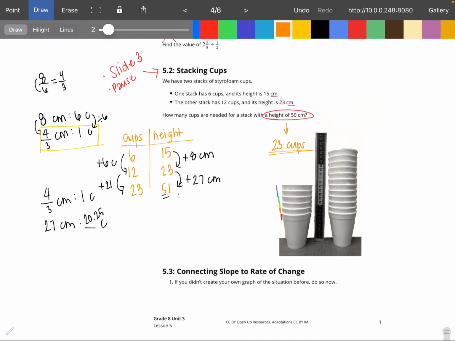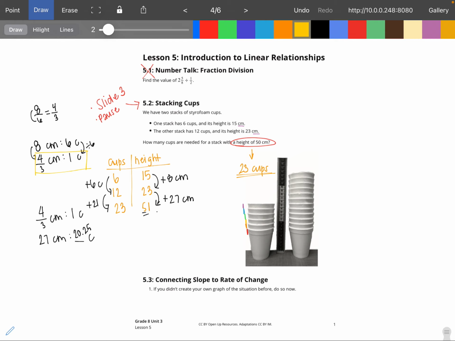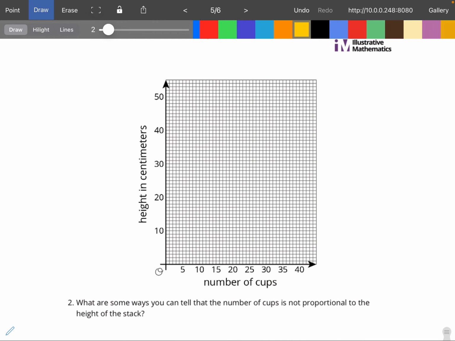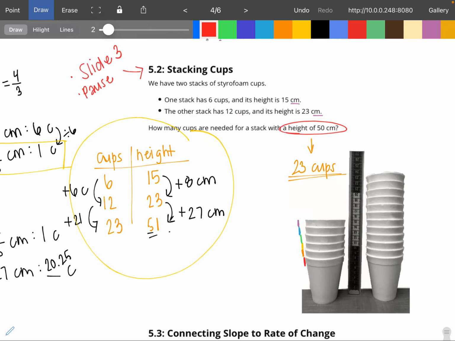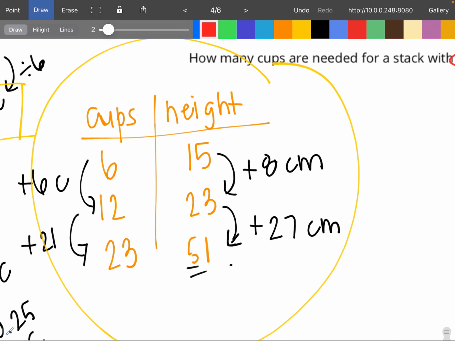Now, let's explore this relationship a little bit more by plotting the points in a table. You can reference this table to help you. I want you to go ahead onto slide 4. Go to slide 4, and I want you to plot the points. Pause and plot the points. I'm going to go back to slide 3 on my screen and zoom in on the table just to help you plot the points. So there are the points. You can pause this video and get to plotting those points.